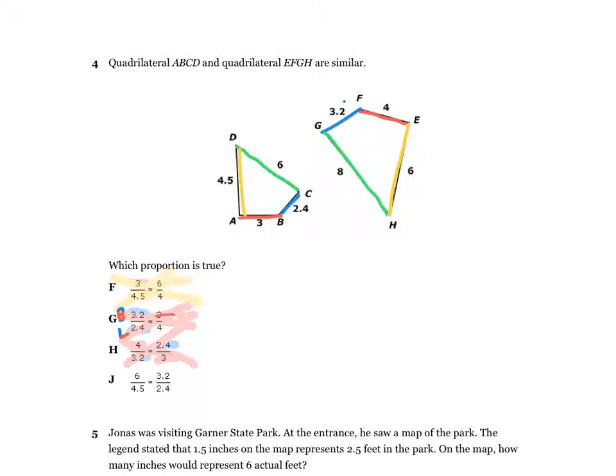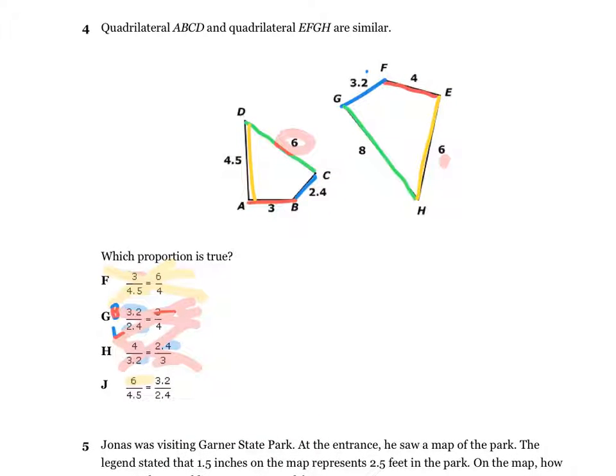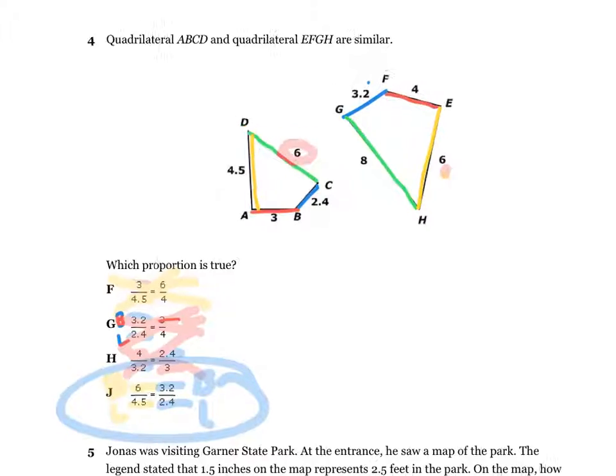Okay, and then the last one, there's 2 6s, so that's kind of also where we got crossed up, but they're using this yellow 6 here over 4.5, which is yellow. They did big over little, and then they did 3.2 big over 2.5 little, so that is our answer choice there.